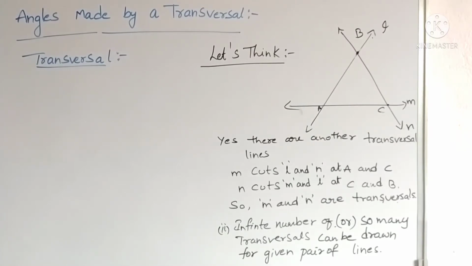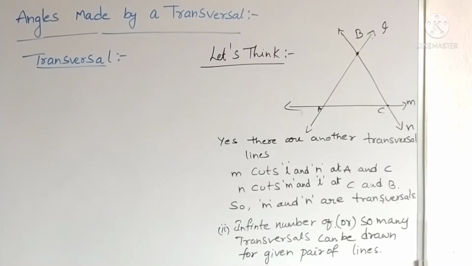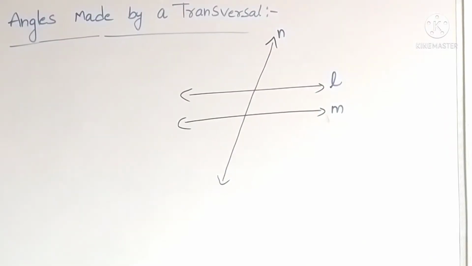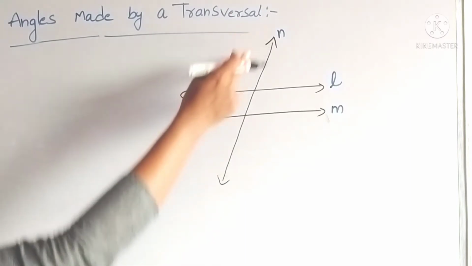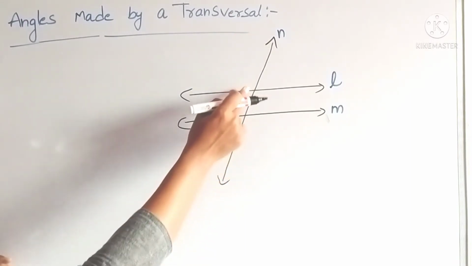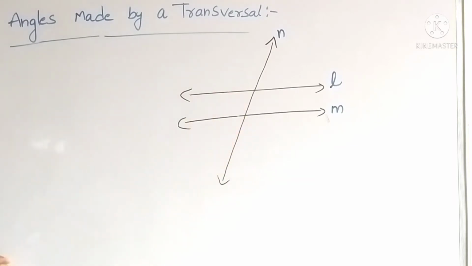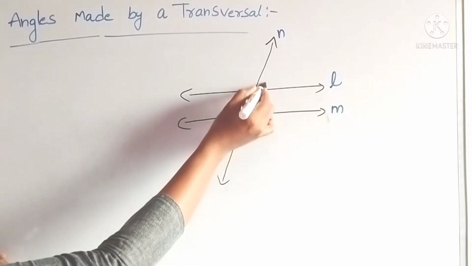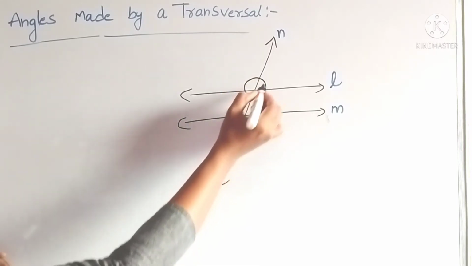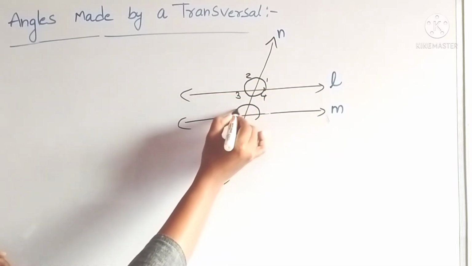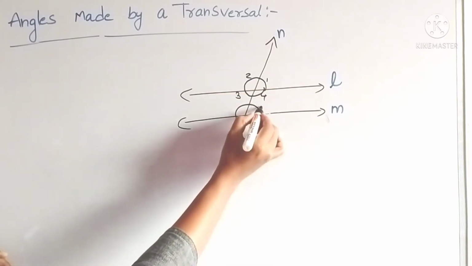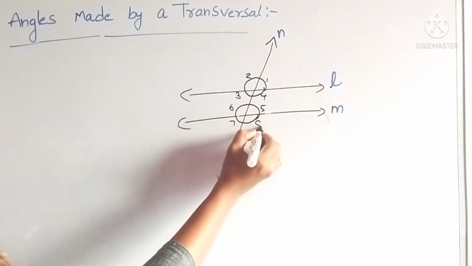Okay, so now we will see angles made by a transversal. Okay, see here L and M are two parallel lines and N is another line that is intersecting at two distinct points. So N is a transversal. So here total 4 angles will form. Okay, 1, 2, 3, 4. And here also 4 angles will form. So 5, 6, 7, 8.